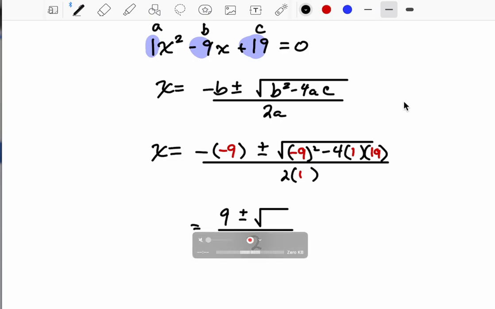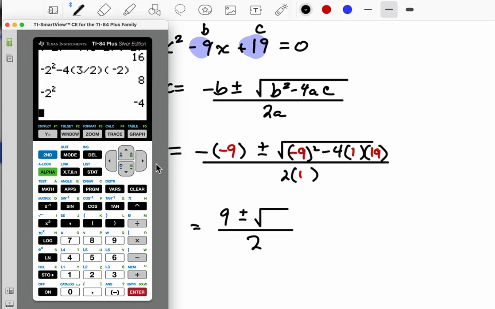That thing under the radical we could just chuck into the calculator. I mean, you could also just figure it out, but if you put it into the calculator using parentheses, it'll take care of the order of operations for you.